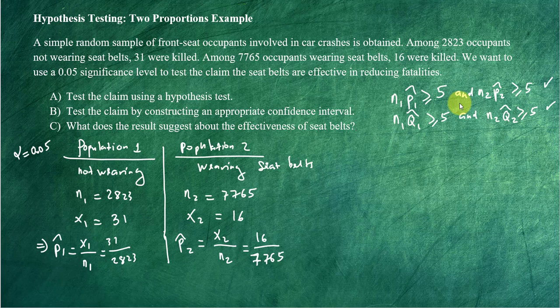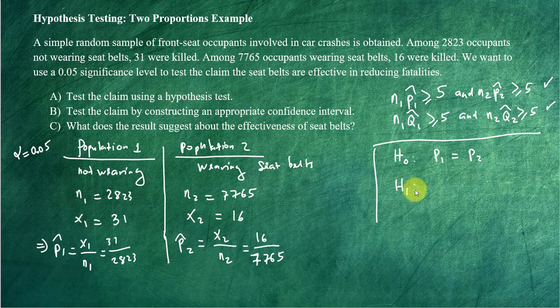Now we can use the p-value method. But before that, we need to determine the null hypothesis and the alternative hypothesis. So now I'm looking to get H0 and H1. We always assume that the value of p1 is equal to the value of p2 for the null hypothesis. Again, p1 is the population proportion for not wearing the seat belts, and p2 is the population proportion for the one wearing the seat belt.